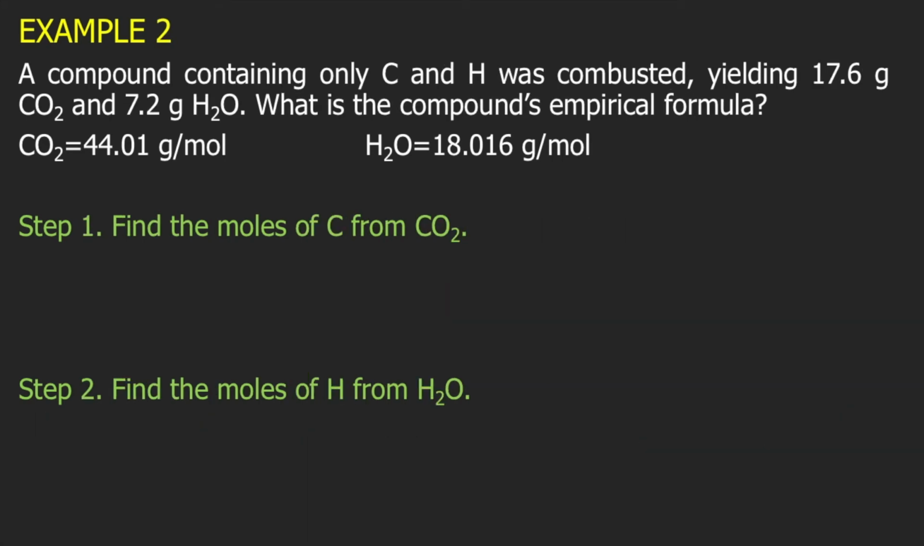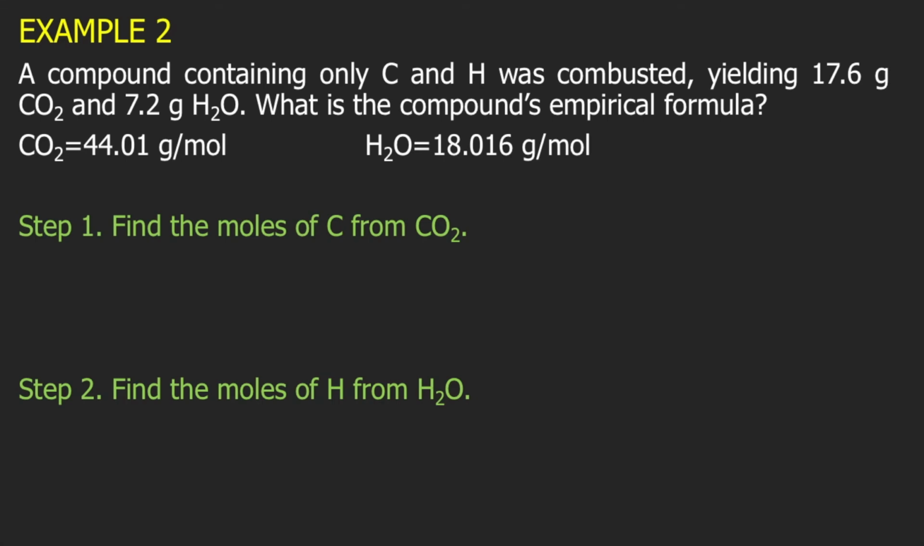Now let's try example 2. You can actually pause the video, solve this first on your own, and then come back to check your answer. Okay, so a compound containing only carbon and hydrogen was combusted, yielding 17.6 grams of carbon dioxide and 7.2 grams of water. What is the compound's empirical formula?